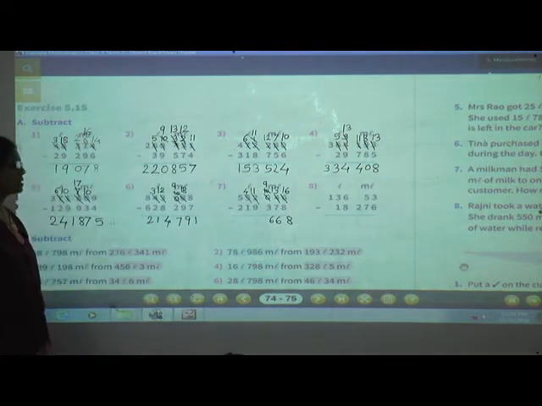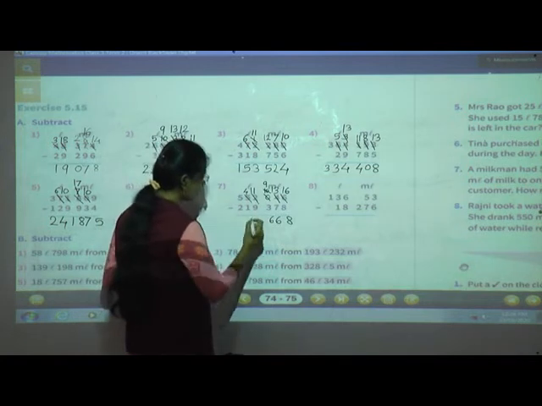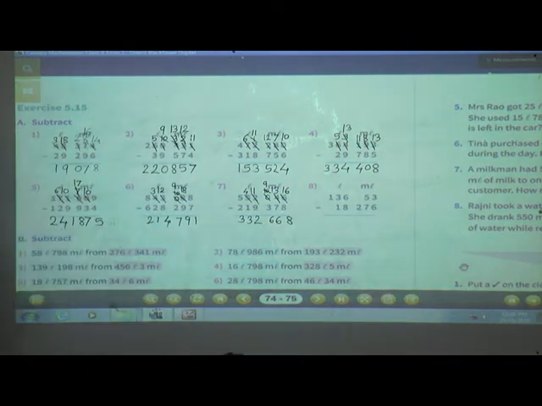So 11 minus 9, after 9, count your fingers till 11. So 11 minus 9, 2. Then 4 minus 1, 3. 5 minus 2, 3. So the answer is 332 liters, 668 milliliters. Understood? Okay. Now see the last example. 8th one.